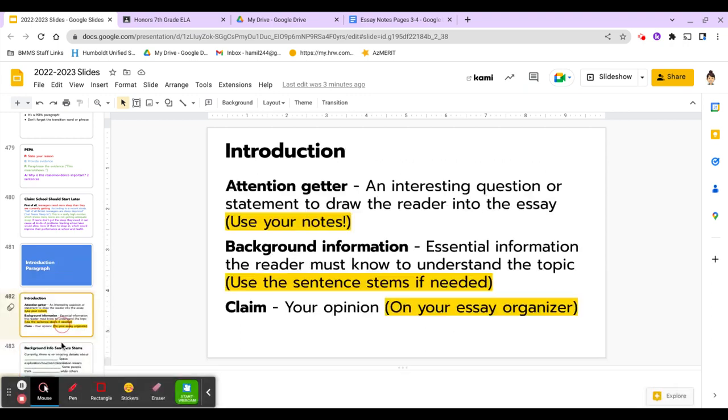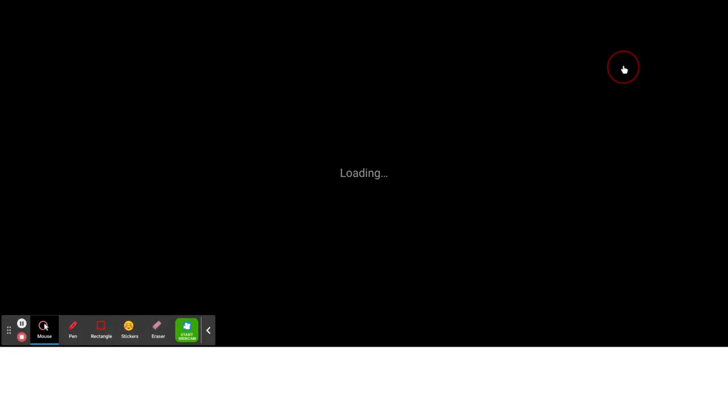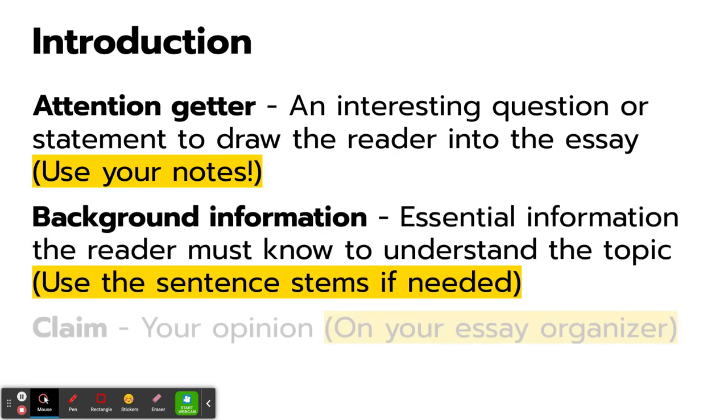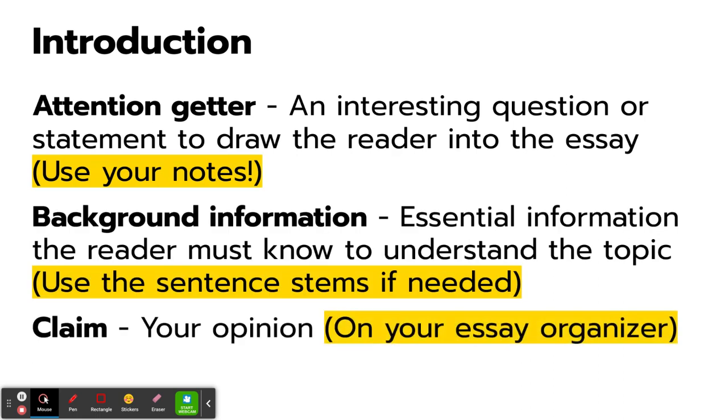Now, probably the easiest part of your introduction is your claim, which you already have. The claim is just your opinion. The claim should come at the end of your introduction, stated in that nice, clear sentence that you have on your essay organizer, and then you're done. So, 3 pieces to the introduction. Let me know if you have questions.